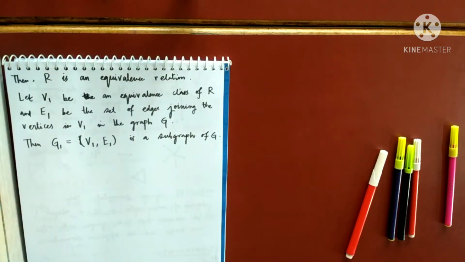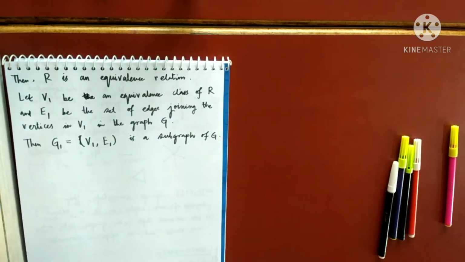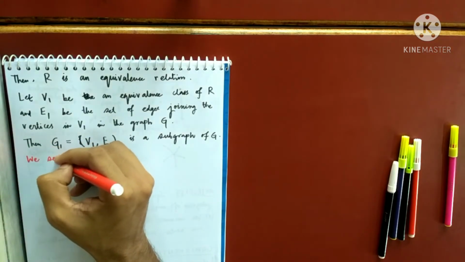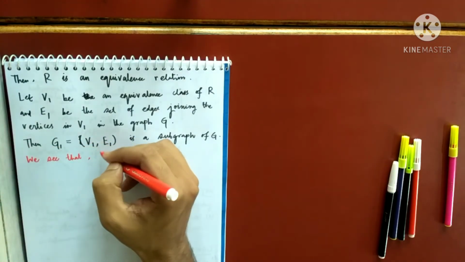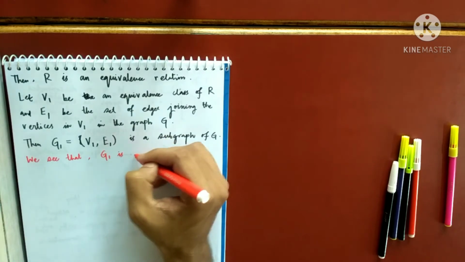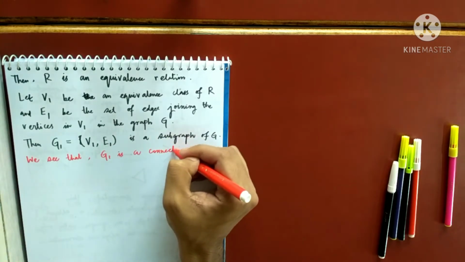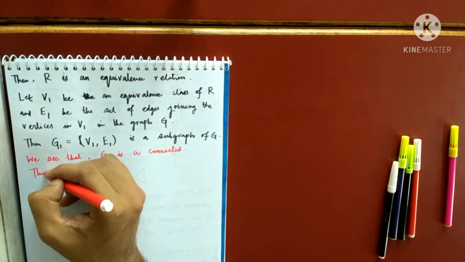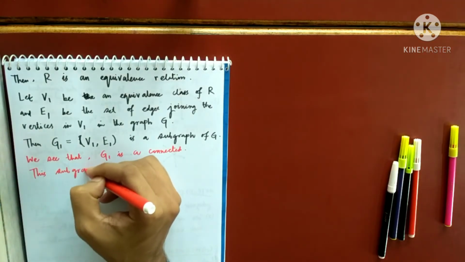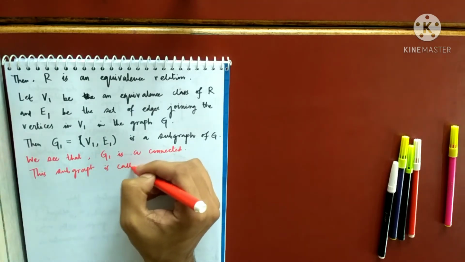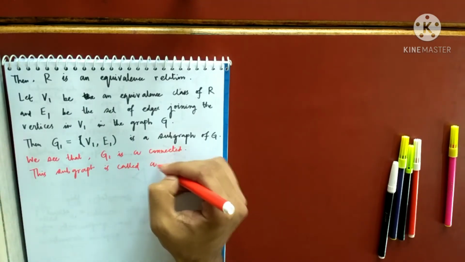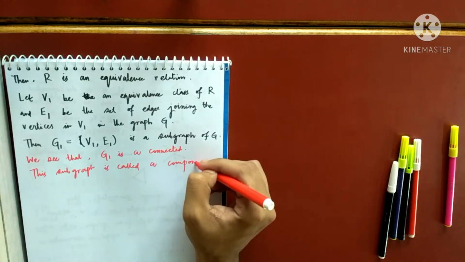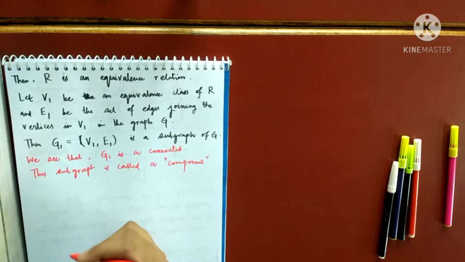So what is so special about this subgraph? This is a subgraph of G. We see that G1 is a connected subgraph, right? G1 is connected. This is how it was defined. So we see that G1 is connected. This subgraph is called a component of G. So there can be many components. So this is a component of G.